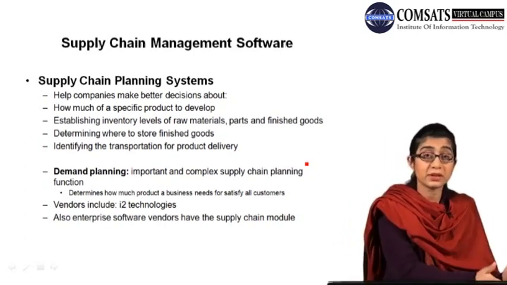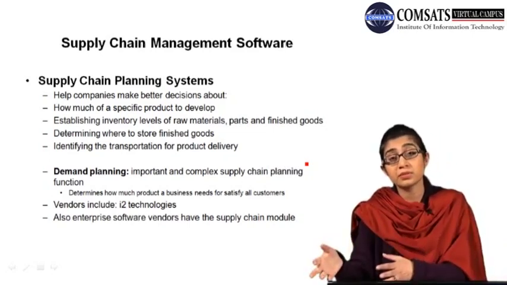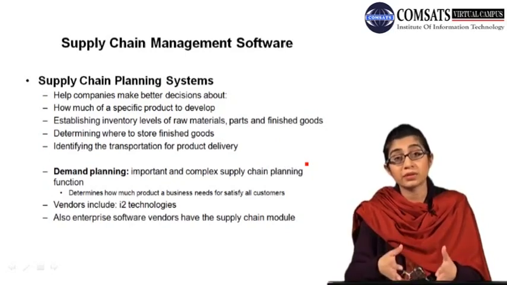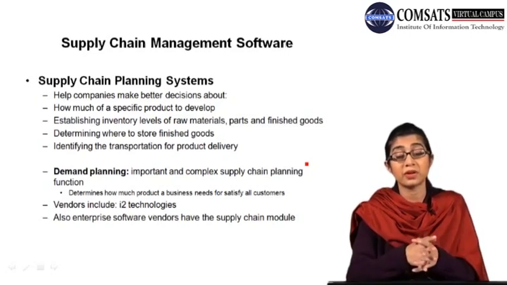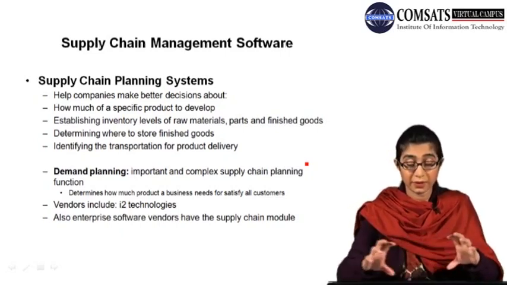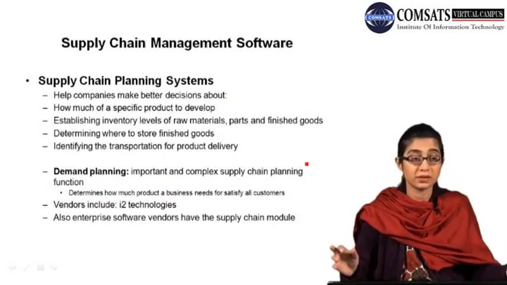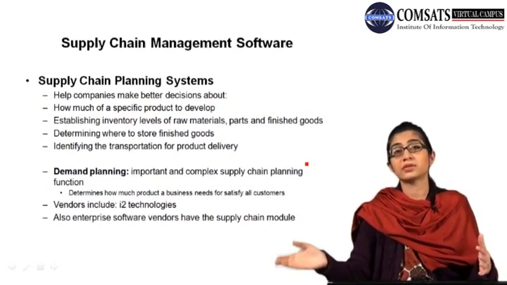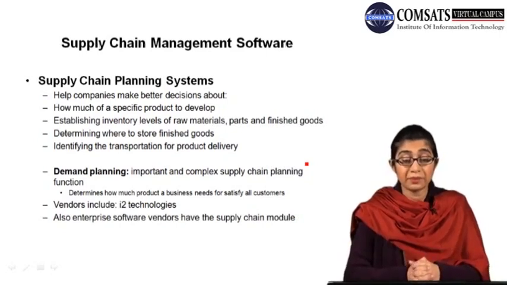That means how many raw materials are being produced, how many parts, how many finished goods, and when they have been produced or developed, where are you going to store them. And also identify the transportation for product delivery. Again, it all basically plans the whole supply chain right from the start, that is getting the raw materials, till the end, that is transporting those finished goods to the retail stores.